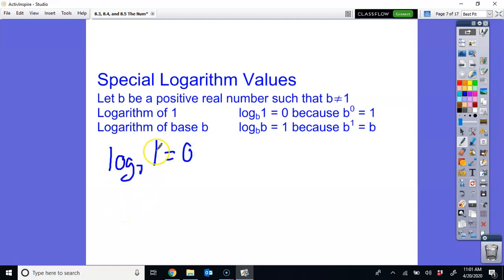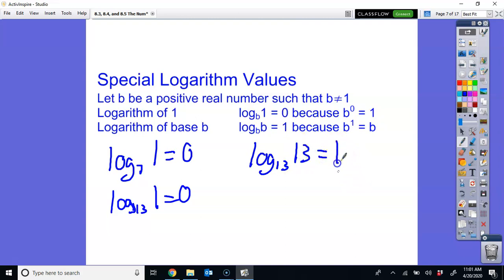Log base 7 of 1 is 0. Log base 13 of 1 is 0. Anytime you have a logarithm of 1, you get 0. The other special value is one that we did a minute ago as well on the previous page when we were rewriting over here. The log base b of b. That means if you take the log base 13 of 13, that's always going to be 1.